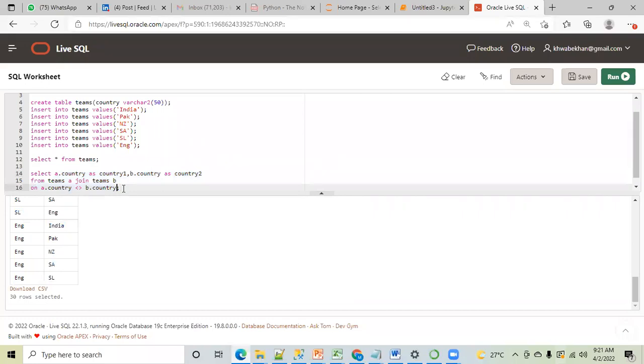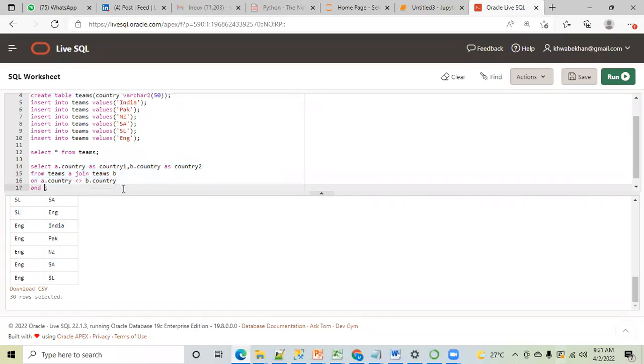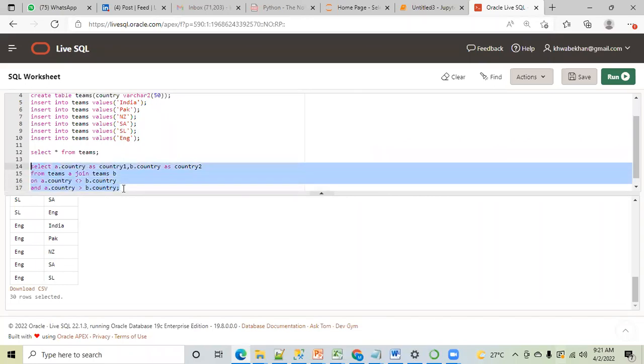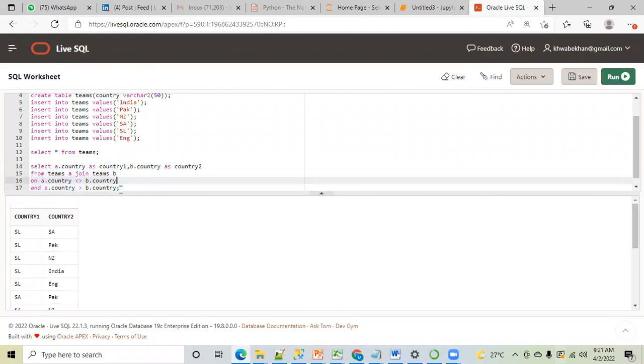So in this query, I'm changing something. You have to add one more logic, and that logic should be A dot country. I will tell you what I'm doing, but for the timing, just see what I'm doing here. A dot country is greater than B. I have used the greater than operator: A dot country greater than B dot country. Now let me show you the output. Remove this, make it simple. First of all, I will show you this one, then I will show you this as well.